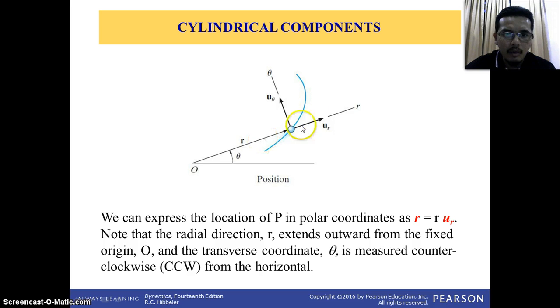We can express the location of P in polar coordinates, where the position vector r is equal to r, the magnitude from the origin to the point, multiplied by ur, the unit vector of the radial direction. Note that the radial direction r extends outward from the fixed origin O, and the transverse coordinate theta is perpendicular to ur, measured counterclockwise from the horizontal.